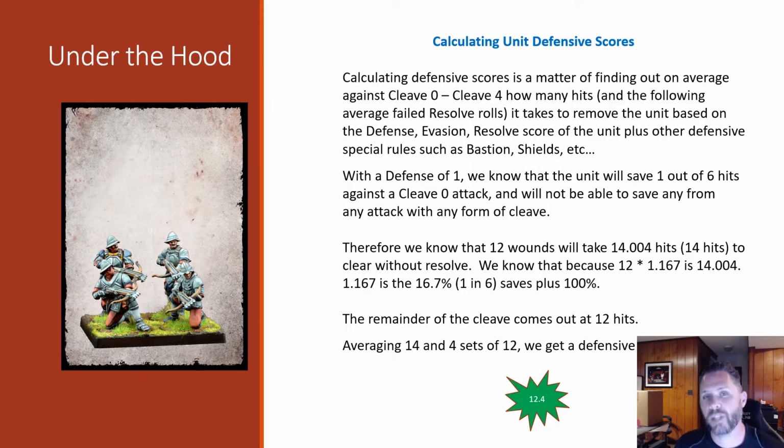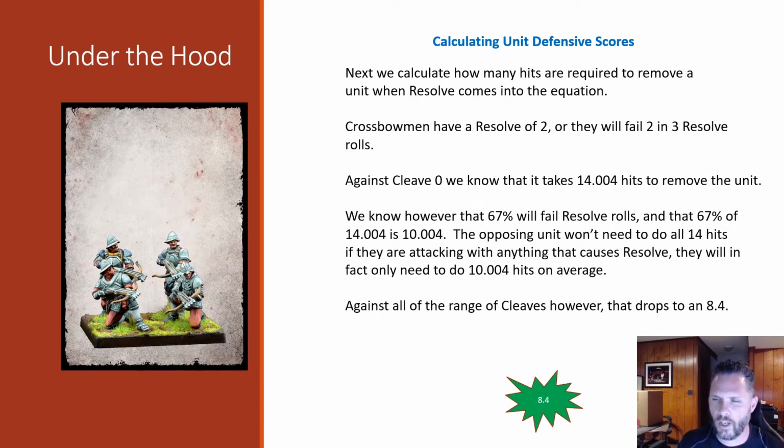I do this because volley attacks don't induce resolve. So I need to take those into account plus attacks that do resolve into account. And what I do is I'm going to average those together. So 12.4 without resolve. If I add resolve into the mix, you can see the number that comes out here is 8.4. It's a lot less.